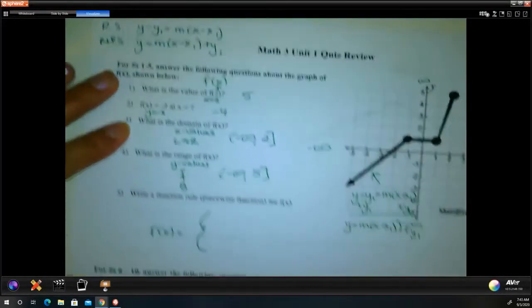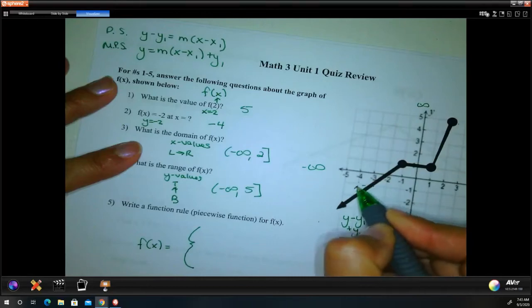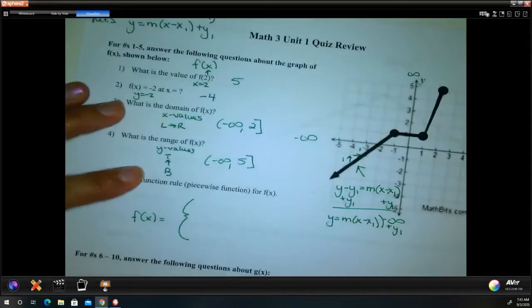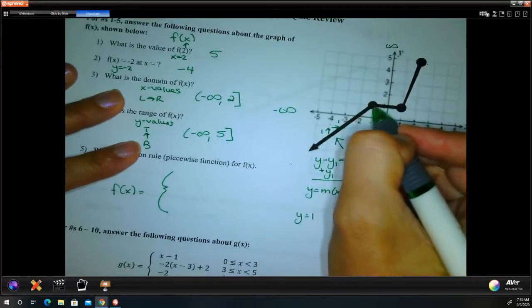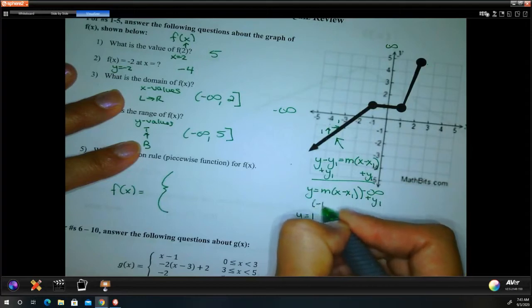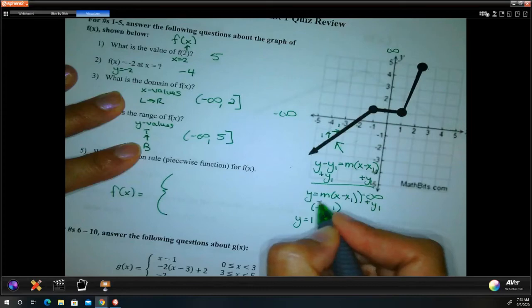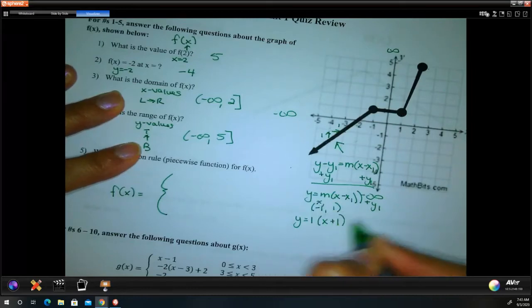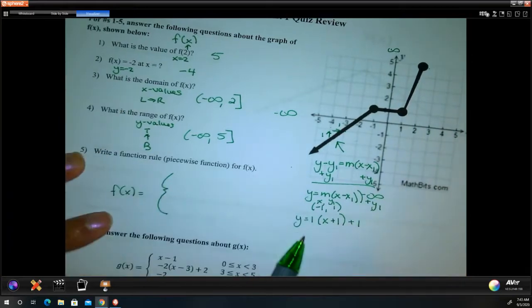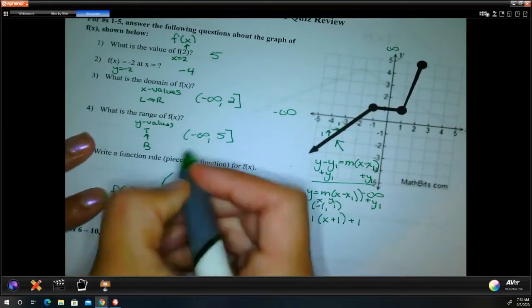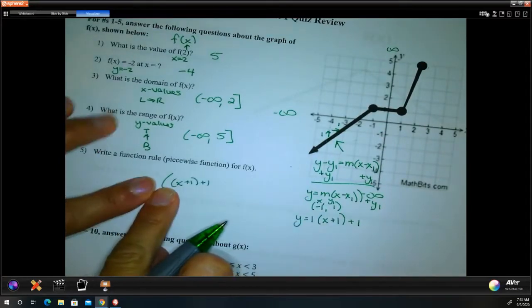Either way, you're going to need to find m. If I count from one point to the other, it's rising 1, running 1. So my m for this one is 1. Then I can use any point. I'm going to use this one just because it's really large. So we have negative 1, 1. It says opposite of x1, so x plus 1, and then plus y1, which is 1. When I plug it in here, I'm not going to write the y equals because that's up here. So I'm just going to have x plus 1 plus 1. And if you have a 1 out there, that's fine.